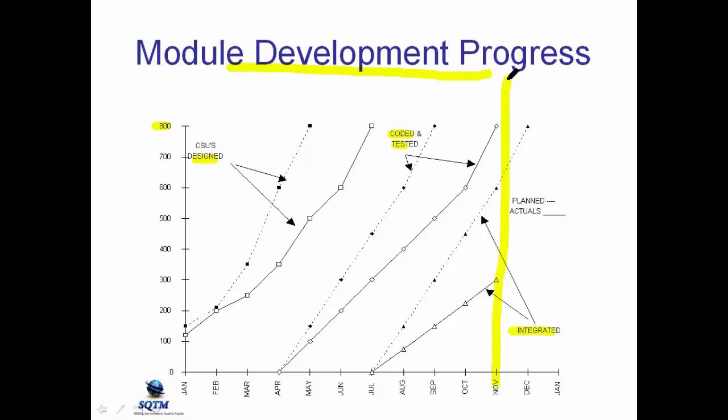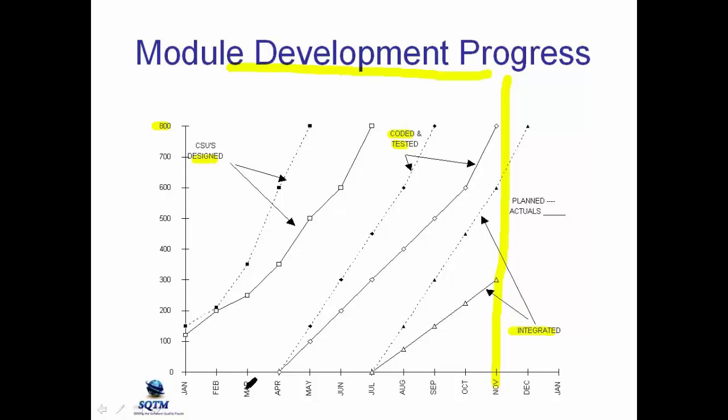So again, what we're doing, the same thing. We're saying here is the planned schedule for designing 800 modules. Here is the planned schedule for coding and testing 800 modules. And here is the planned schedule for integrating the 800 modules. And then there's the actuals. Let's take a look.